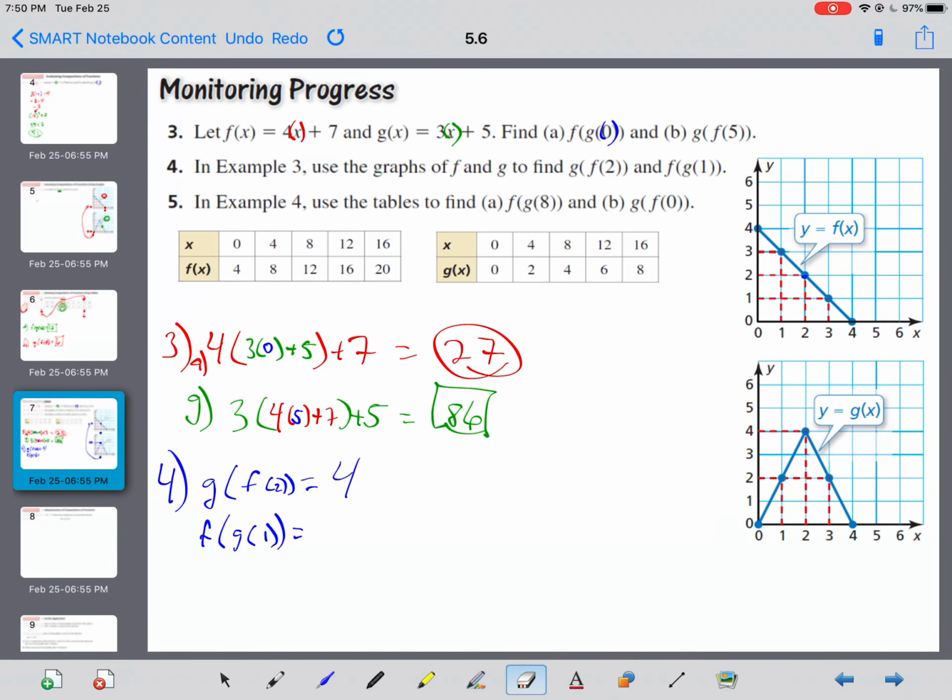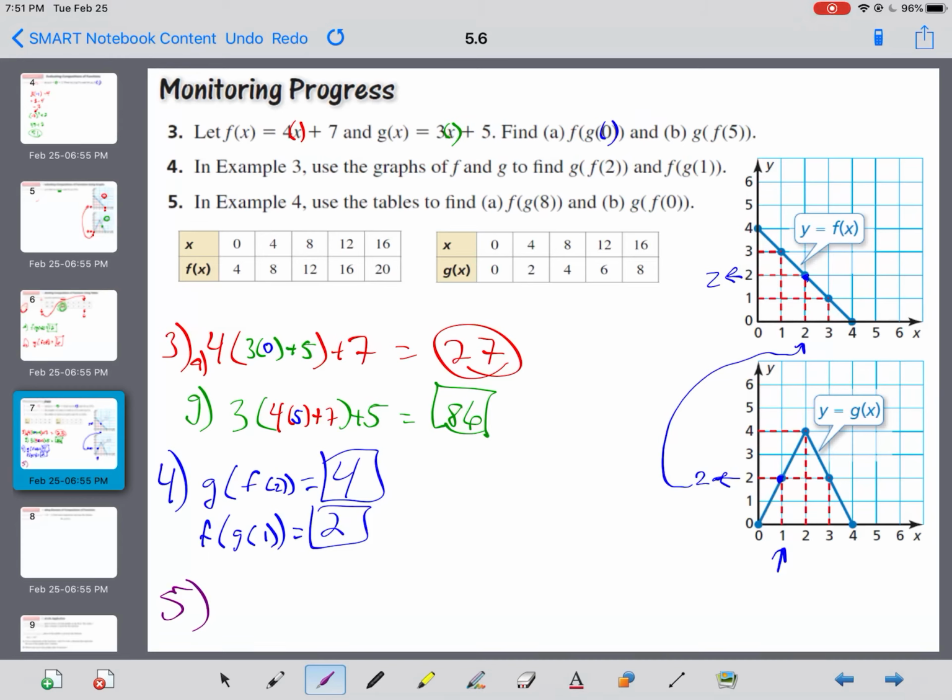Just follow the path. You don't actually have to write on it, but I'm doing it to show you how my brain's moving through it. The next one, we're going to start on the G graph at 1. Follow that up to where it hits, comes out at 2. That's what we're going to plug in as input. Comes out at 2. So we've got our answers there.